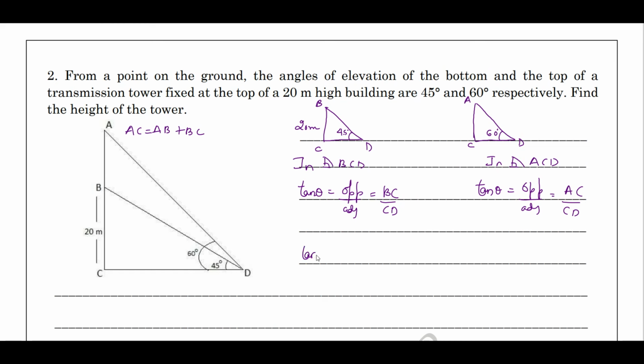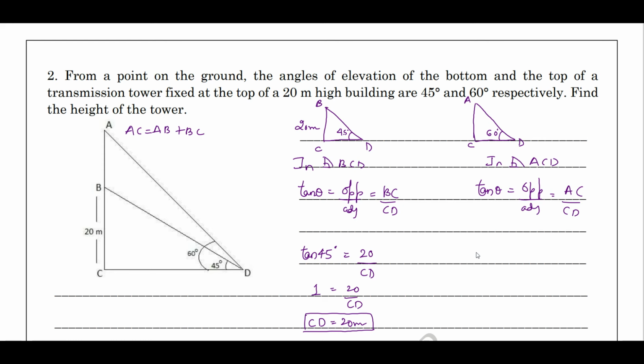Tan theta is 45 degree. Tan 45 equals BC, which is 20, over CD. I'll write CD as it is. Now tan 45 is 1, so 1 equals 20 by CD. Cross multiply: CD into 1 is CD. CD equals 20 meter. Now we got the value of CD. Now what is the theta for right angle triangle ACD?